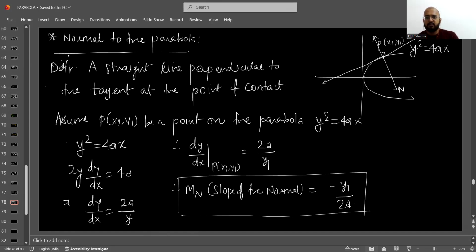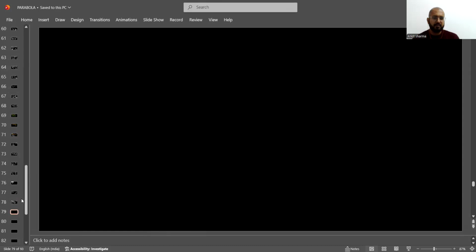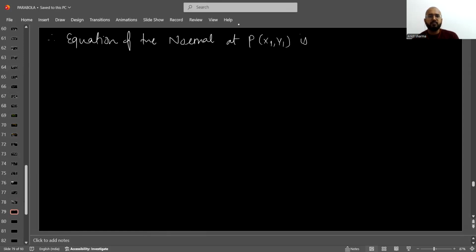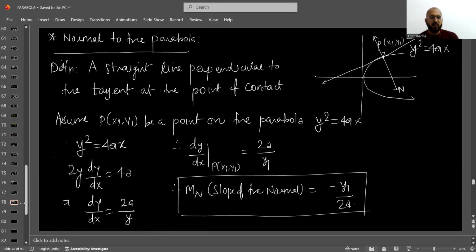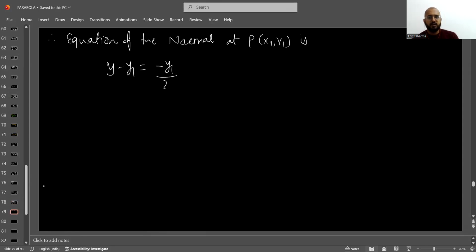And now I have the point P. So by the slope point form, we can get the equation of normal. It's much easier to find the equation of tangent; once we found the tangent, we already have the normal right there. So the equation of the normal at P(x1, y1) is y minus y1 is equal to minus y1 over 2a into x minus x1. This right here is the equation of my normal.